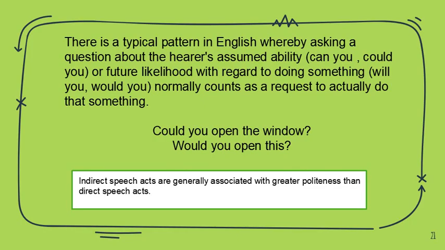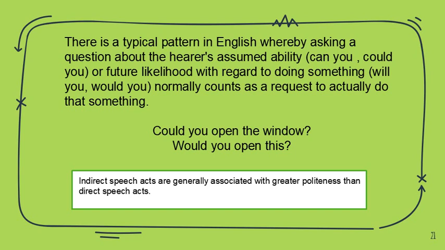The declarative structures in C and D are also indirect requests. One of the common types of indirect speech act has the form of an interrogative, but is not typically used to ask questions. We don't only expect an answer, but we expect an action.